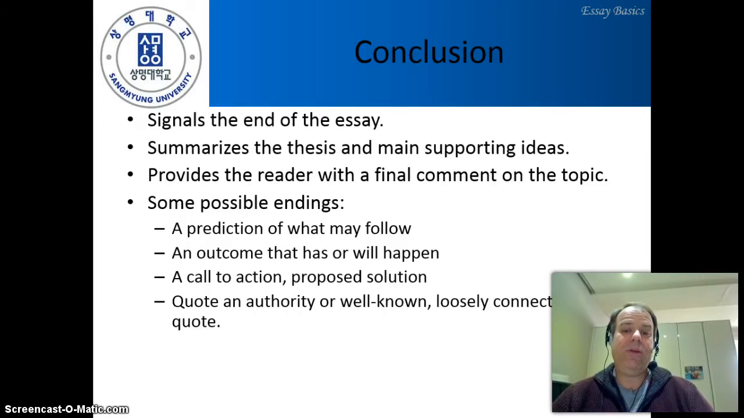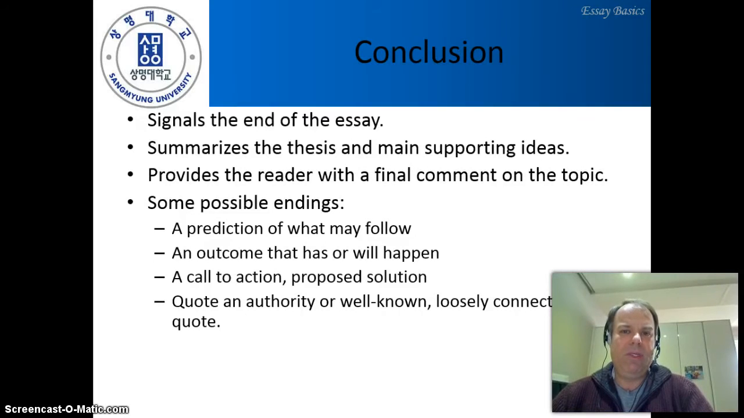It provides the reader with a final comment on the topic, and some of those are the possible endings, such as a prediction of what might follow. So one could be, if you're talking about early English education, that if we continue to put our children in these early education programs, the quality of their performance in English will improve over time. You have an outcome that has or will happen.